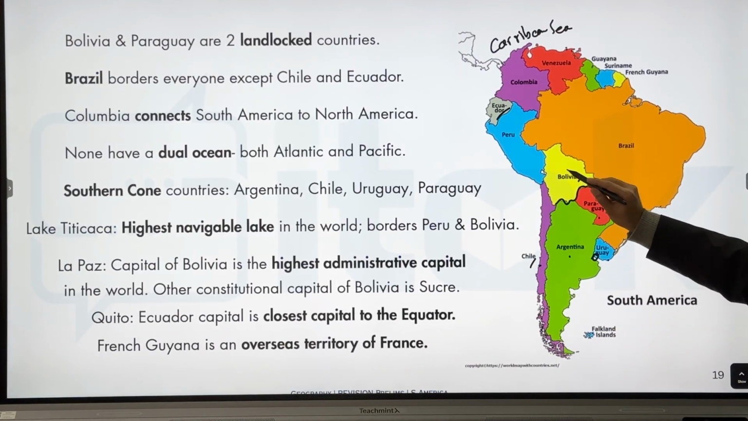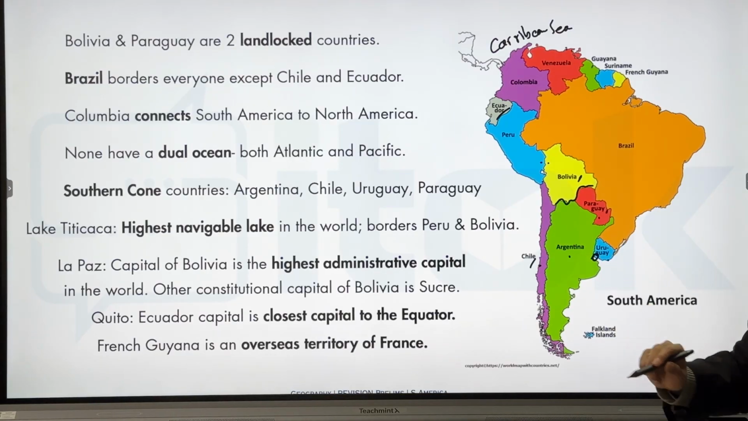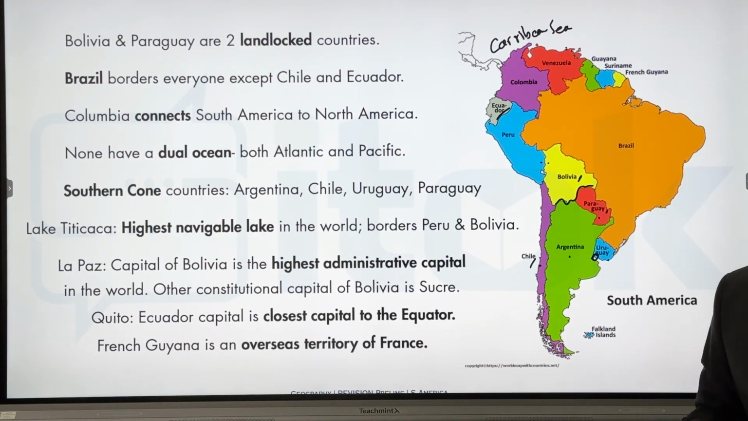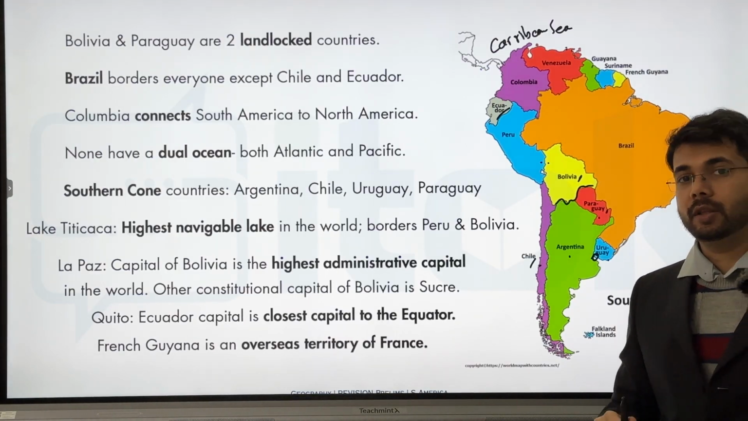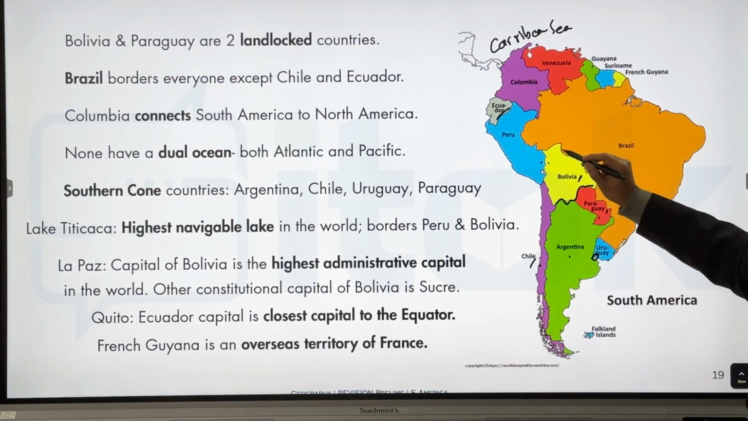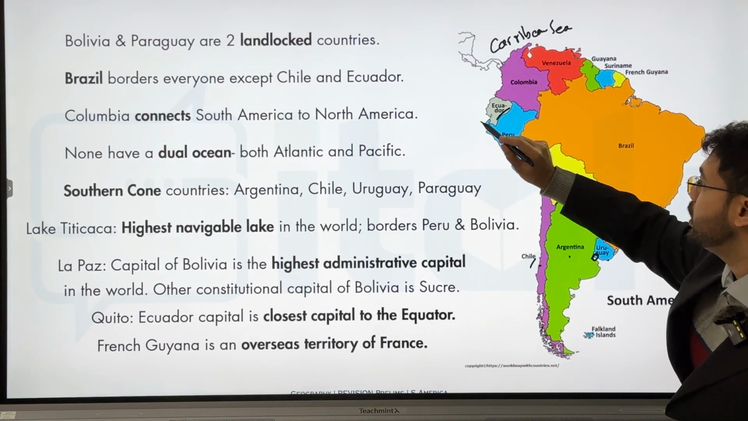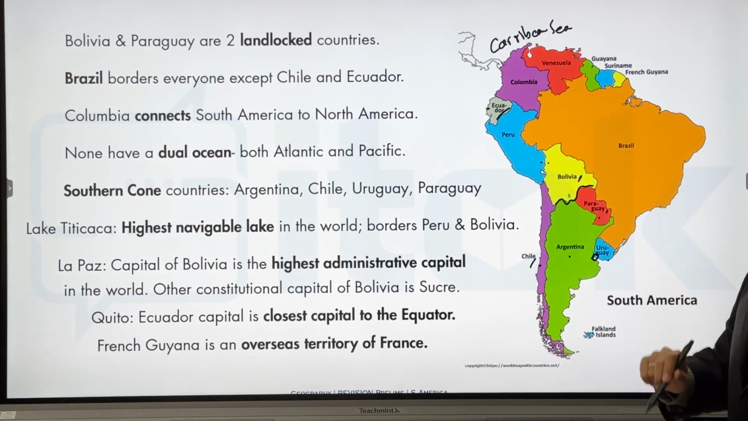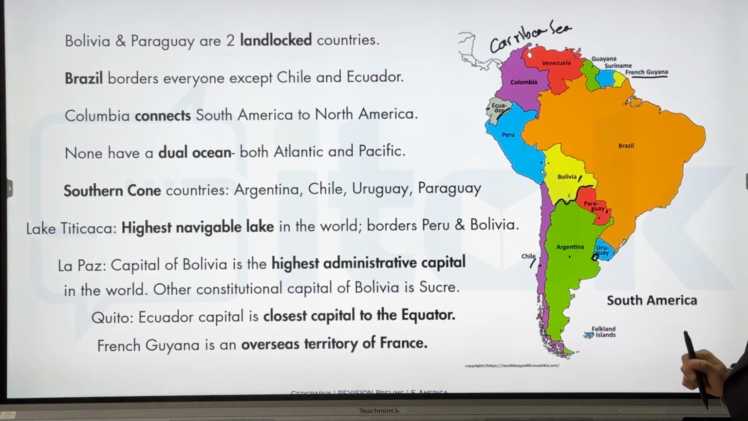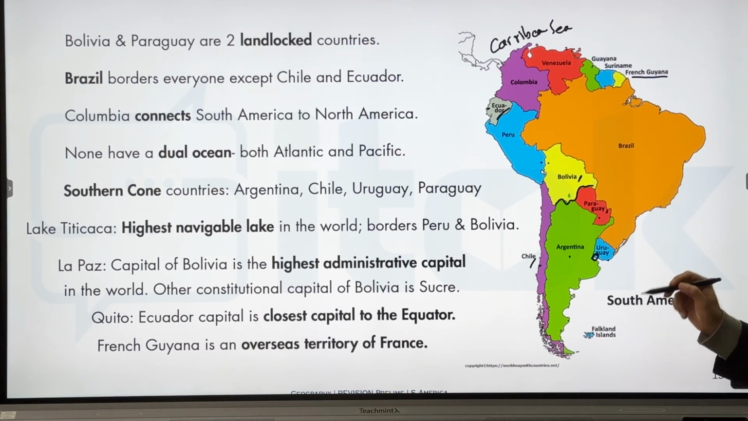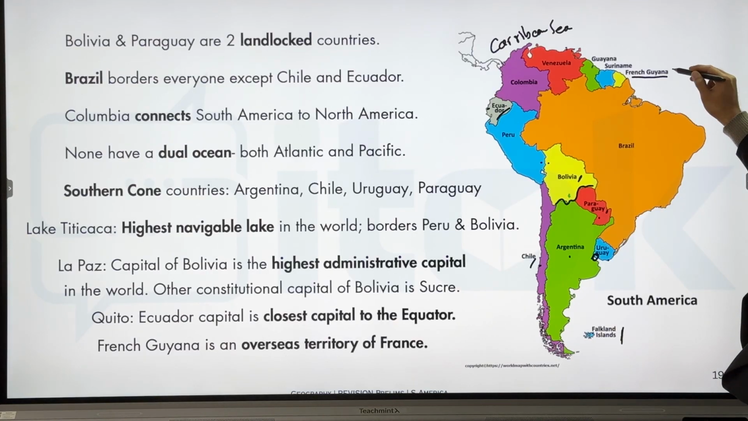Lake Titicaca is between Peru and Bolivia. It is the world's highest navigable lake. And La Paz, the capital of Bolivia, is the highest administrative capital in the world. Quito, the capital of Ecuador, is the closest capital to the equator. French Guiana is an overseas territory of France, not a separate country in itself. So South America has both the British colony over here and the French colony of French Guiana over here.